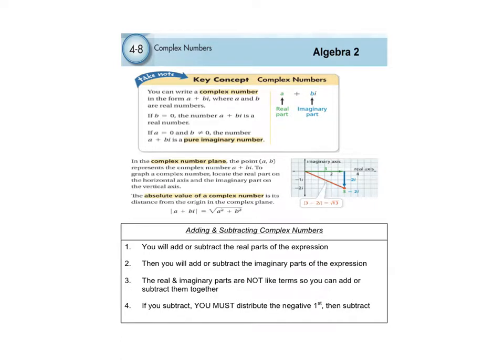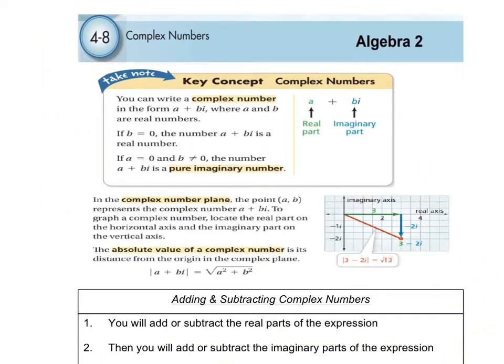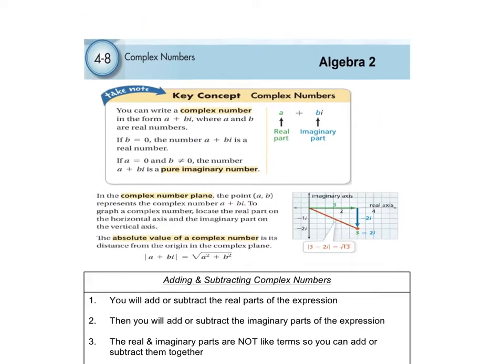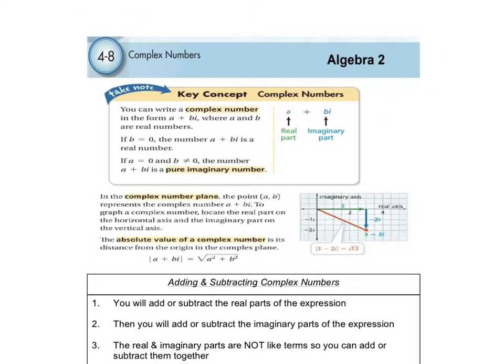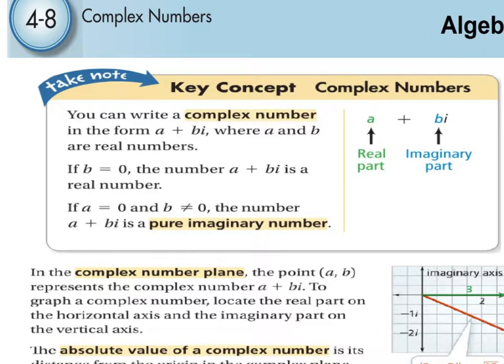Okay, this is section 4.8, and we're going to be talking about adding and subtracting complex numbers and what complex numbers are. Let's first discuss quickly, and I'm in your notes in section 4.8. If you have a bunch of 4.8 notes, find the add and subtract part. But let's talk about what is a complex number first.